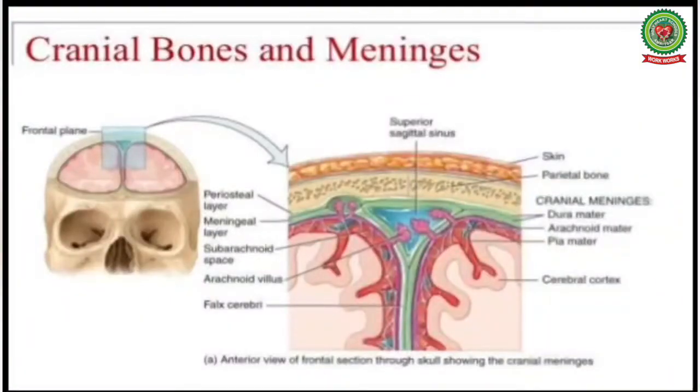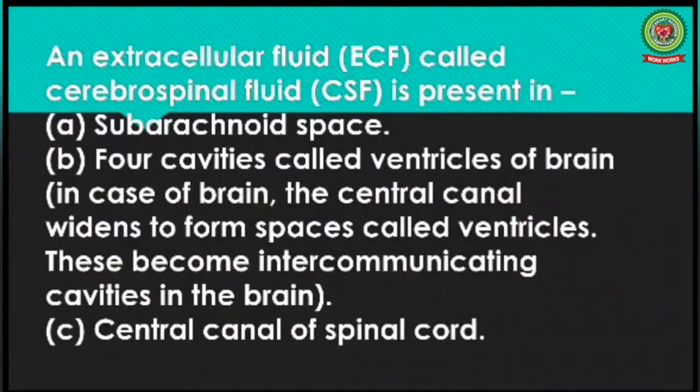Here in the diagram, which is for the cross section of meninges, you can clearly see the dura mater, arachnoid and pia mater, and here subarachnoid space is present, that is between pia mater and arachnoid. An extracellular fluid called cerebrospinal fluid is also present in subarachnoid space. Four cavities called ventricles of the brain, which are the intercommunicating cavities in the brain, and central canal of spinal cord also contain cerebrospinal fluid.